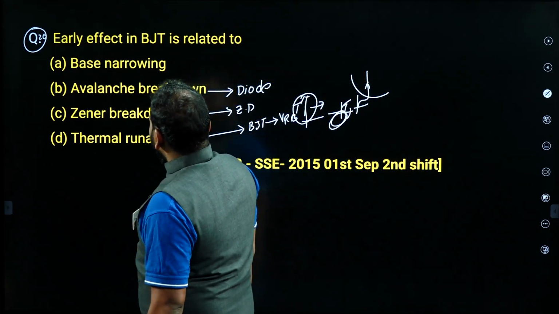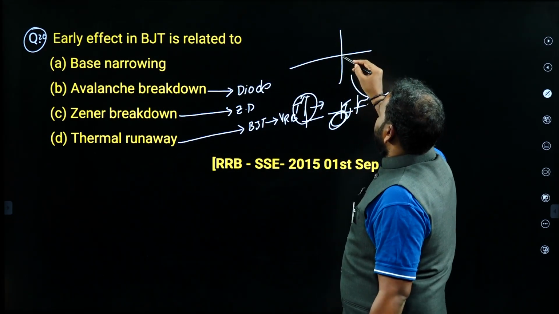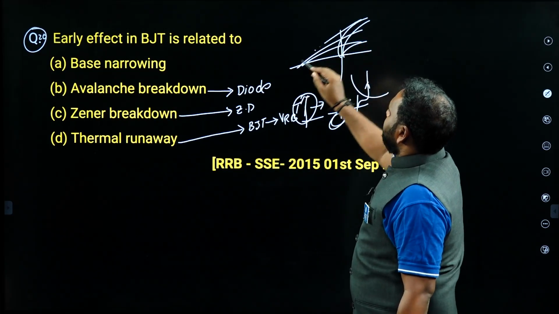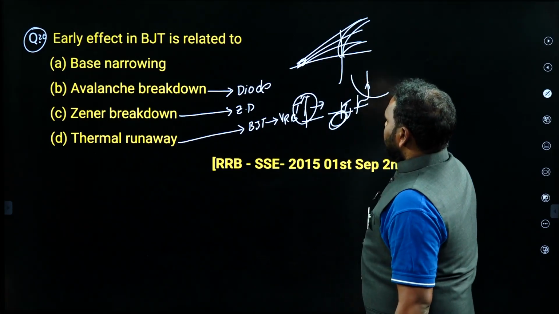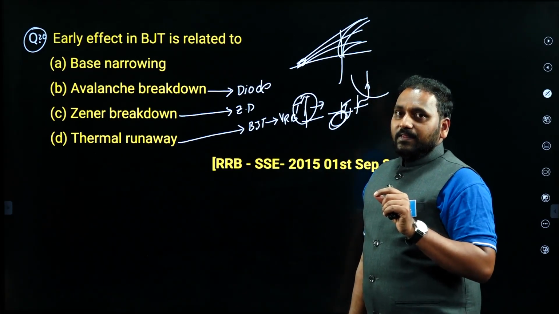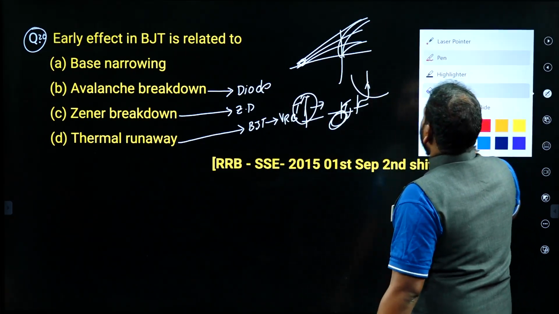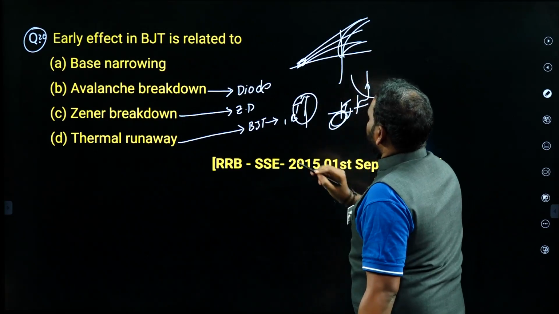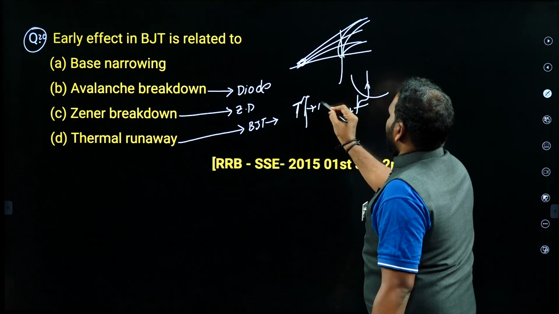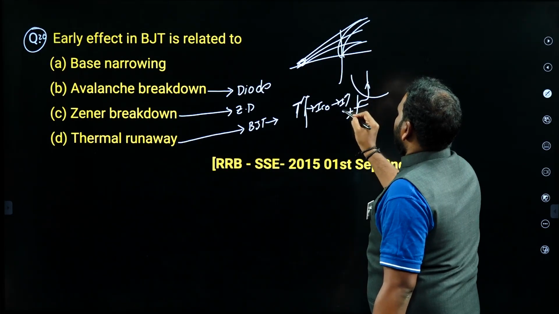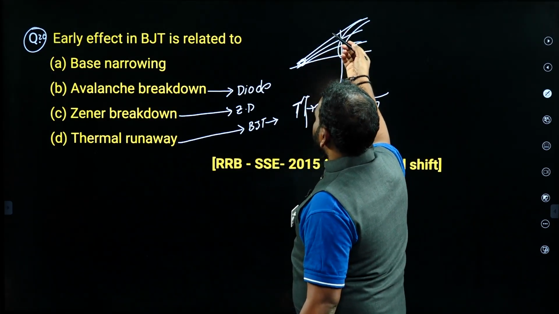What about this early effect? In the base, early effect means, do you remember early voltage? Like this I have given. So if you keep on increasing the reverse bias voltage, what will happen? The effective base width will decrease. Thermal runaway we have discussed based purely on temperature. Here I have written temperature: temperature increases, IC increases, finally thermal runaway occurs. But what about the early effect?